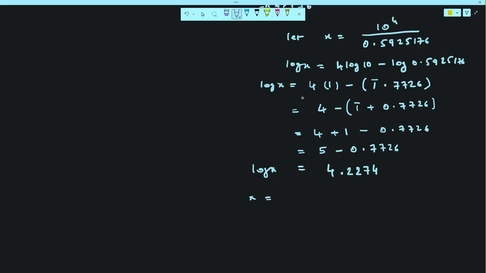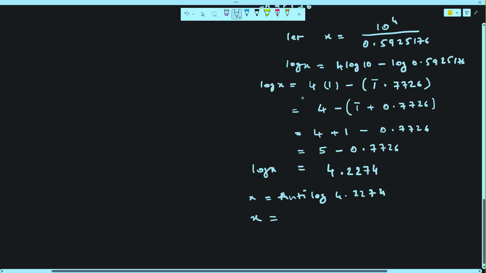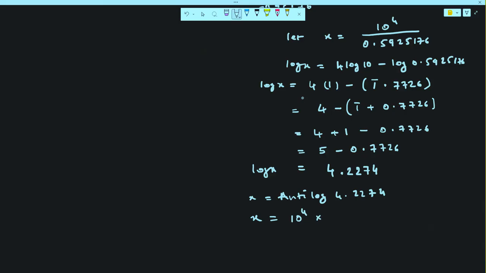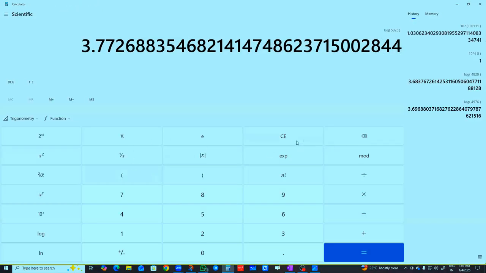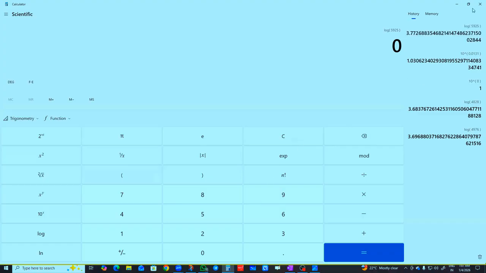Now x is equal to anti-log 4.2274. So x is equal to, you have to write 10 power 4, since this integer is written as the power of 10. And let me check the anti-log of 0.2274. Check the value, 0.22, I will check 0.2274.